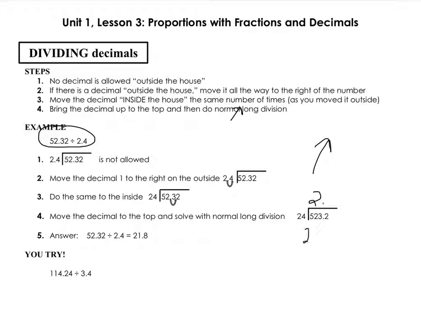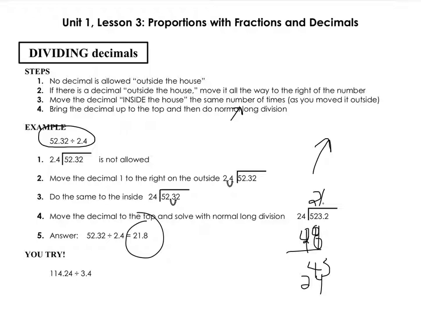And we do 48, and we get 4 left over, 43. It goes into it 1 time, and then if we were to do that, 24, and eventually it goes into it 8 more times. So our final answer was 21.8. Okay, so you do normal long division here.